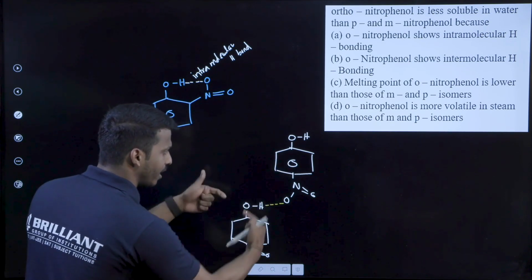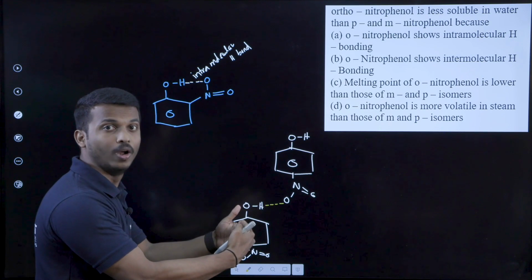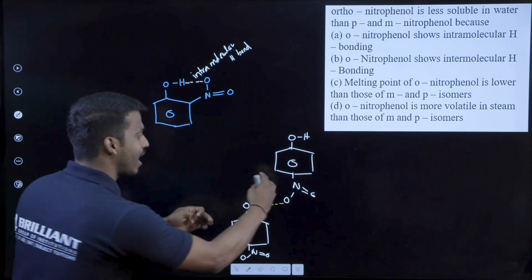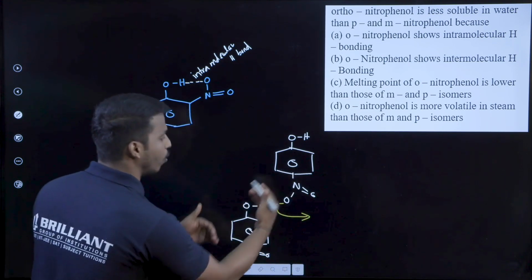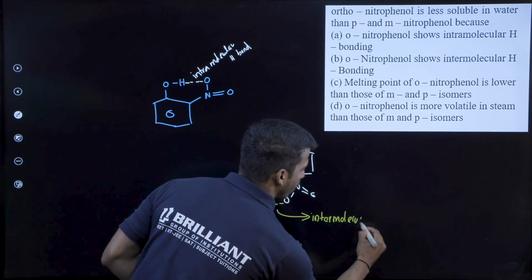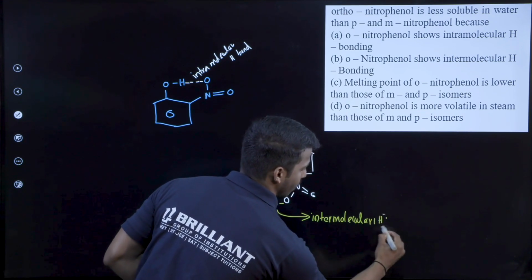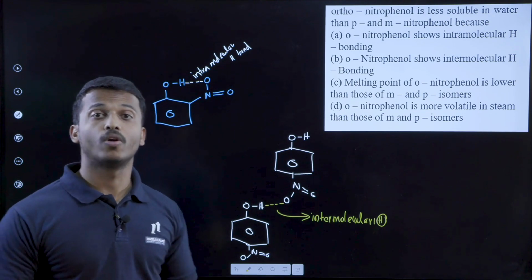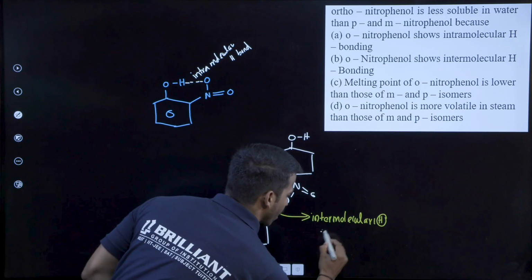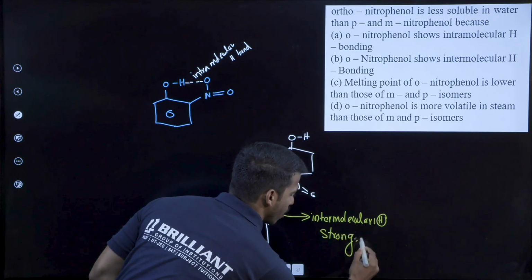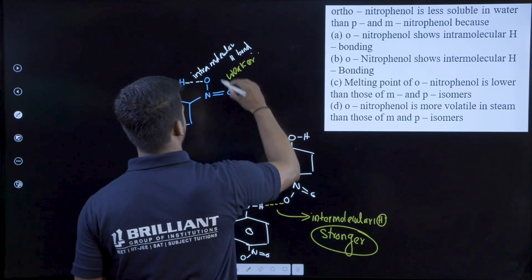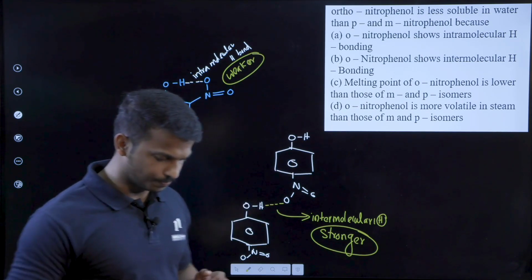Here the hydrogen bonding is between 2 molecules. Here the hydrogen bonding happens within the molecule. Here the hydrogen bonds are between 2 molecules. Therefore, what are they called? Intermolecular hydrogen bonding. Which is the strongest bond? Inter. This is the stronger hydrogen bonding, dear all. Intra is the weaker hydrogen bonding. Okay, keep in mind. Now come to the question.